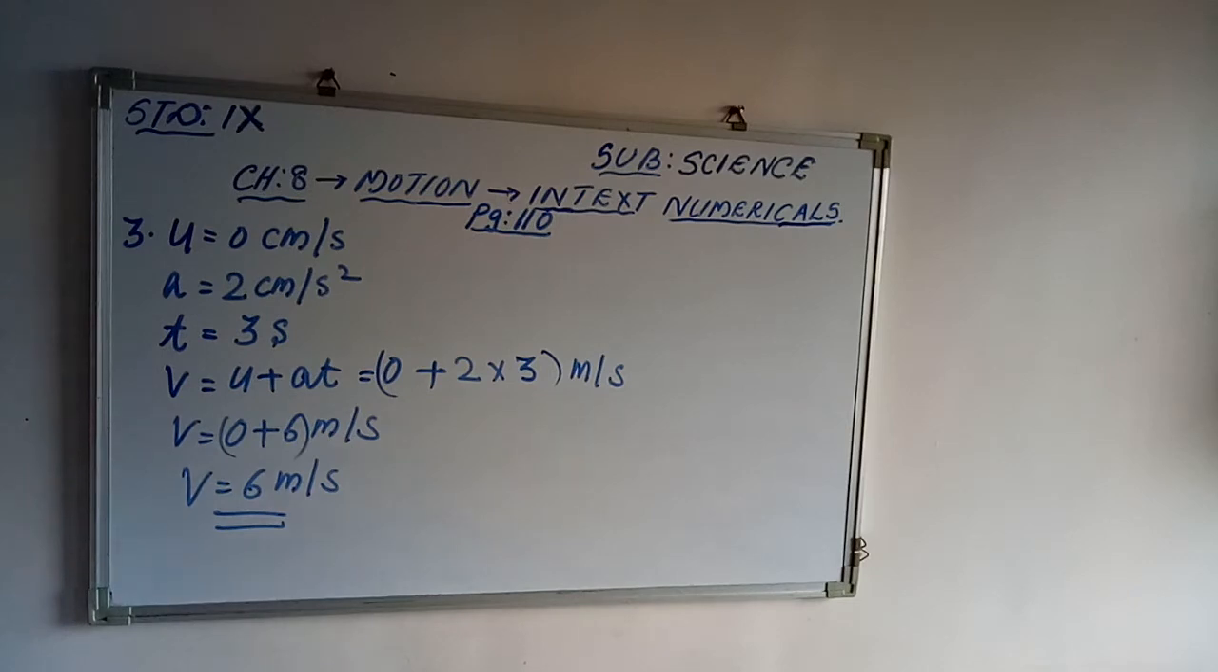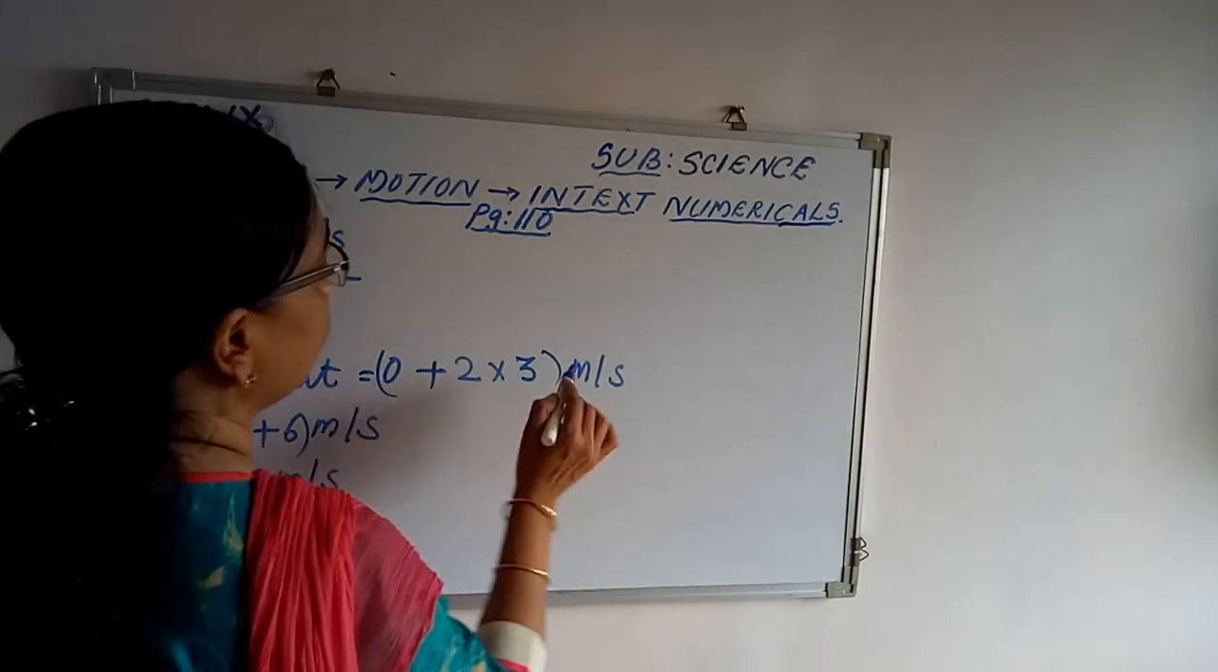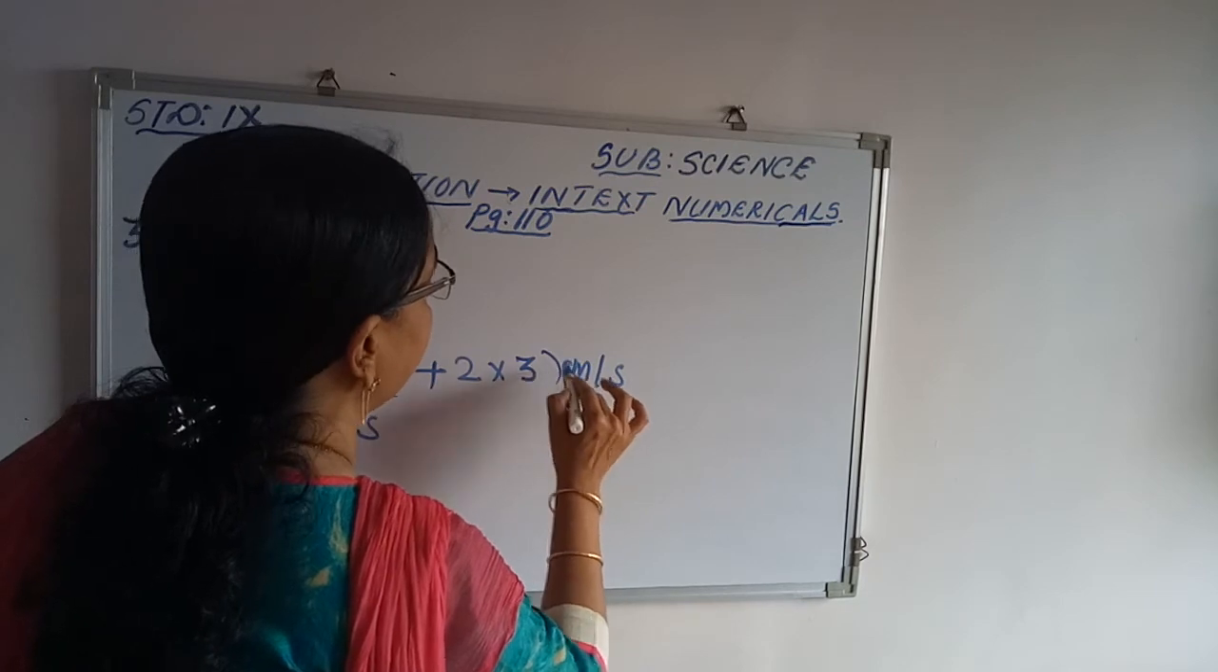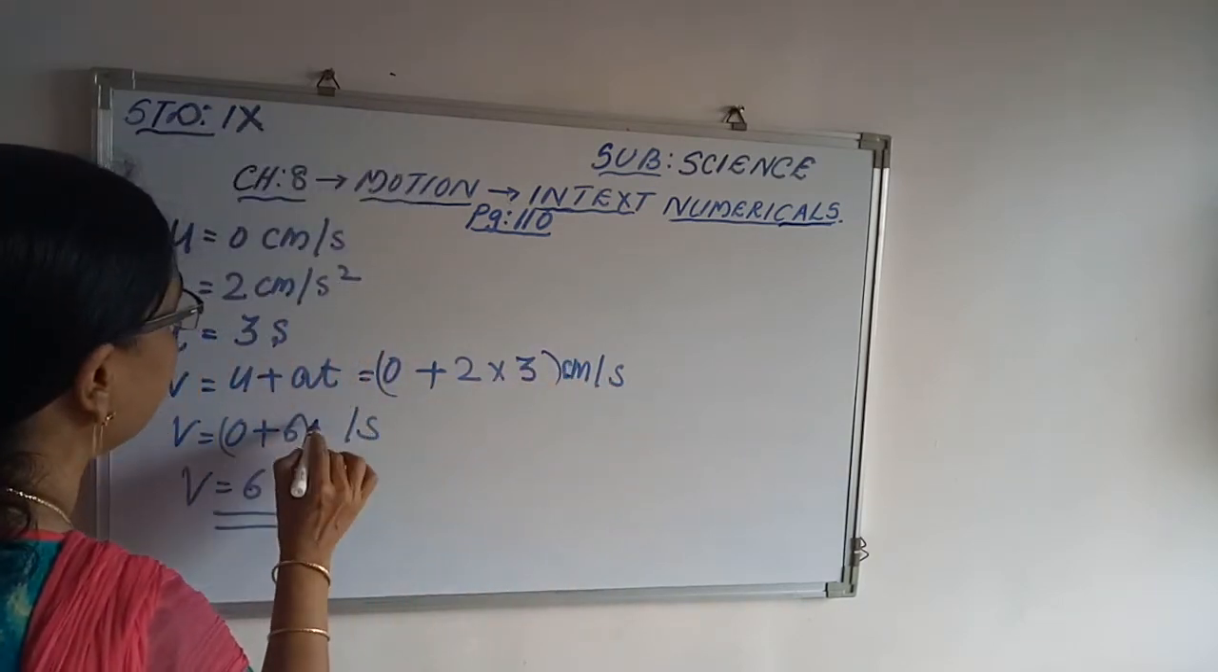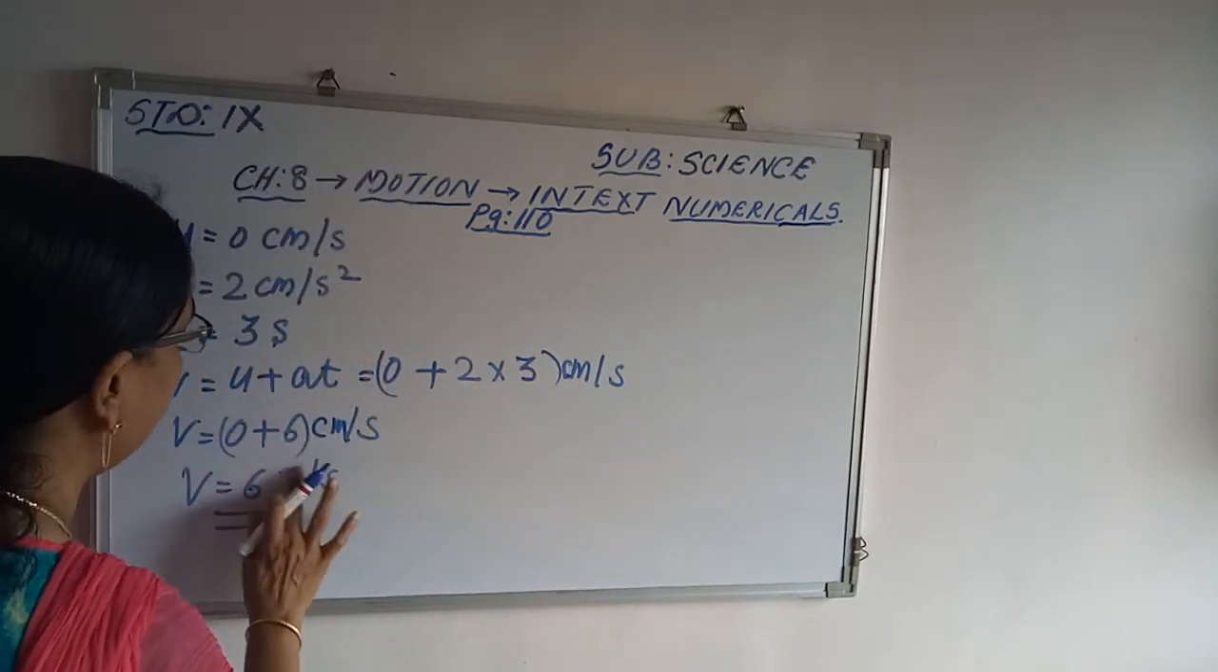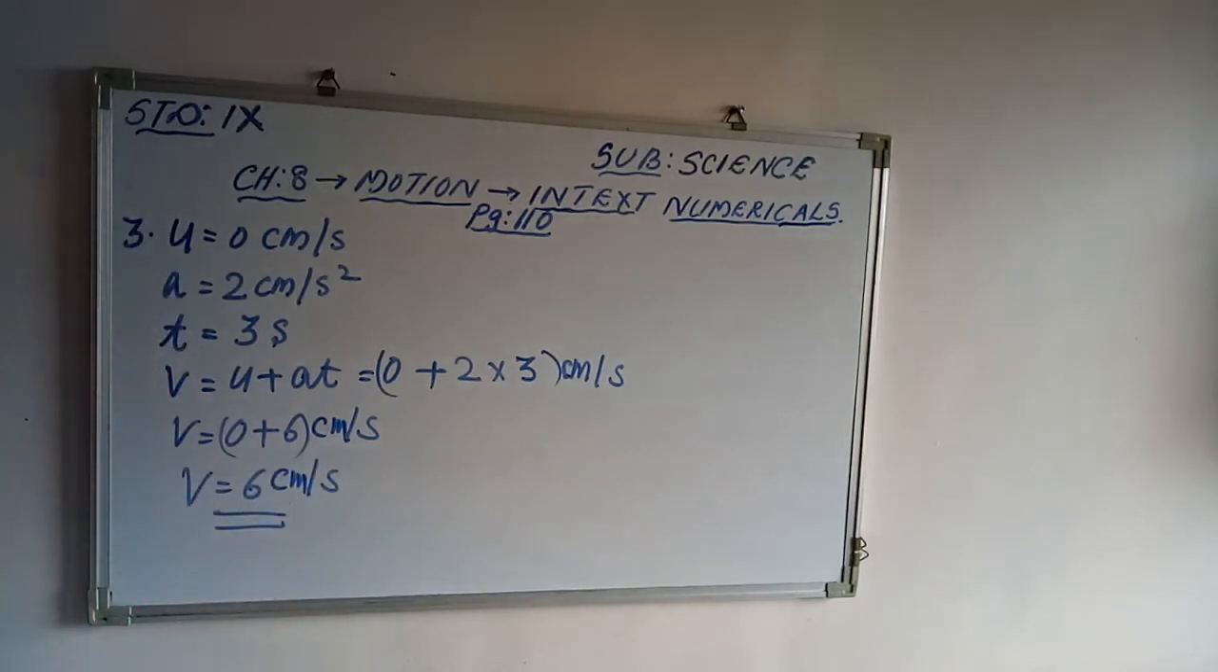So what can you write? What's the unit here? Centimeter. So it is centimeter, not meter, centimeter. Here also centimeter, centimeter, here also centimeter, because here acceleration is given in centimeter per second square. Is that clear?